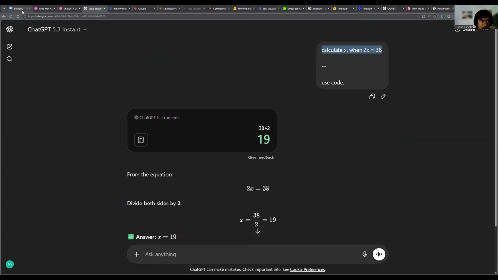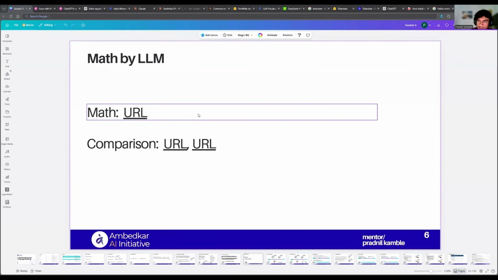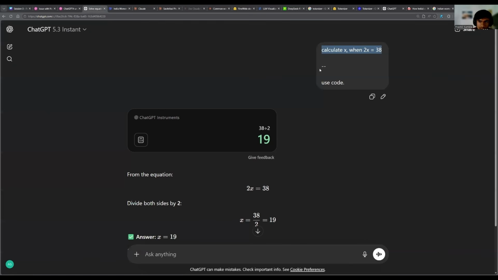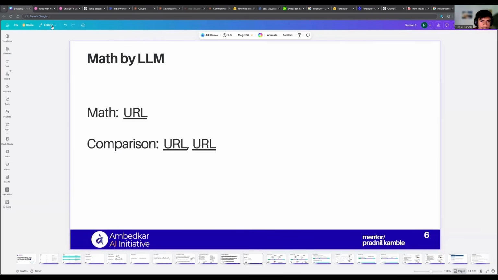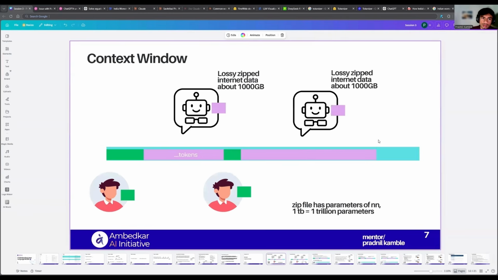So that's why I would not recommend you to do math directly on the chat, but you can use something like a calculator, or you can use code, or you can hint the model to use code. All right, I think I want to quickly go through the next slides because I have a lot actually to say, and we are running out of time.